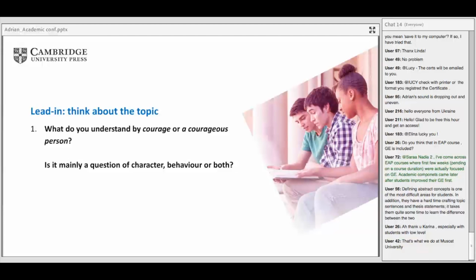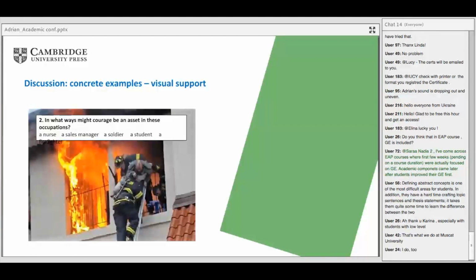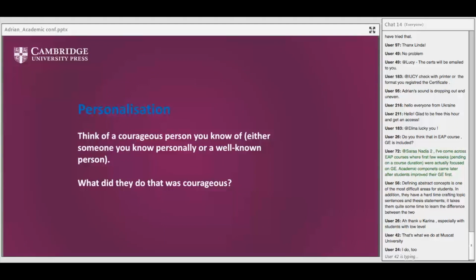The first one, I think, is to start off by talking about the topic. So a lead-in, getting students to think about the topic. What do you understand by courage or a courageous person? Is it a question of character? Is it a question of behavior? Is it both? So sort of brainstorming, probably in a group. And then perhaps also part of a lead-in, maybe a discussion, drawing on concrete examples. So taking this topic away from the abstract and making it a bit easier to identify with. So for example, what kind of courage might a nurse need? What about a student? On what occasions does a student need courage? What about a firefighter? And so on. And as you can see, with visual support to make this a bit more immediate as well.